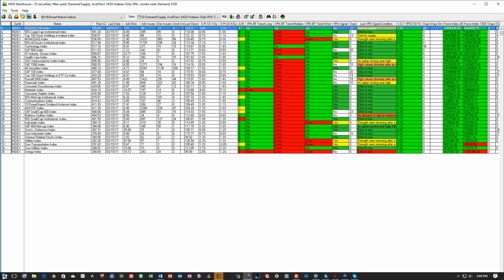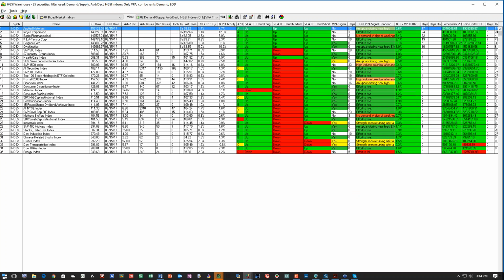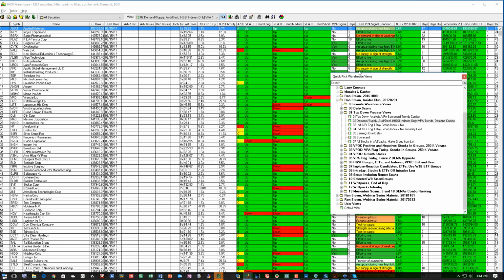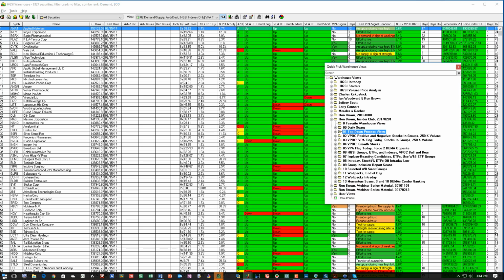I'm going to go to all securities by clicking on my alternate space bar, and then I may have to refer to my notes if I can't remember all of my steps here. I'll just put it in my other window here. Okay, this is a counter trend view that I came up with.